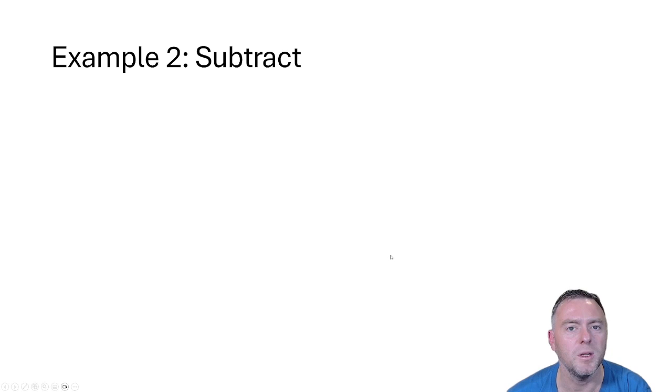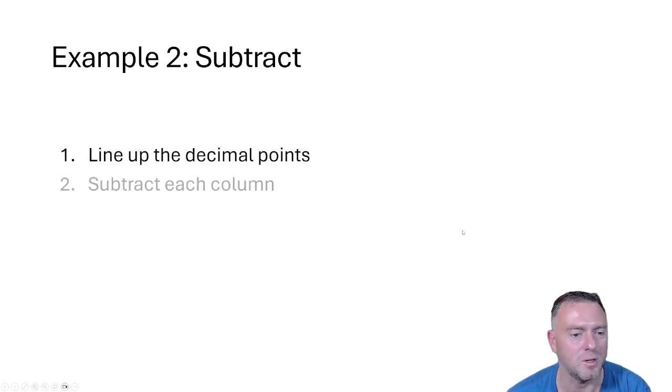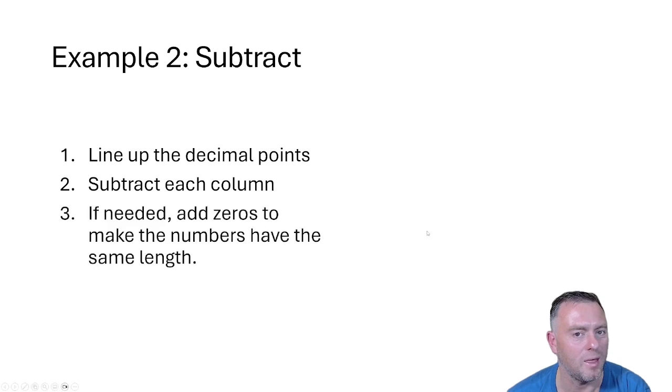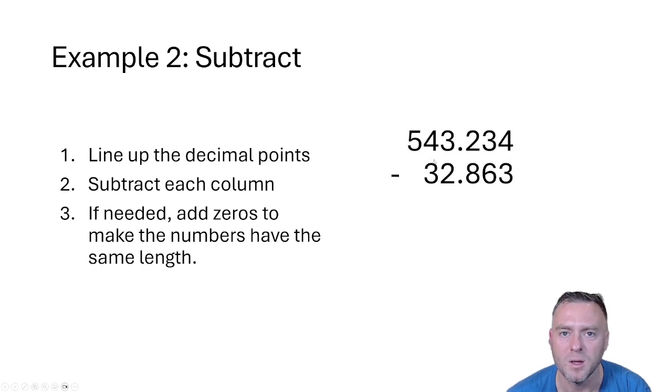Cool. So when you subtract, it's pretty much exactly the same. We just need to make sure we line up that decimal point and then subtract each column, using the borrowing method. So if we had this one, 543.234 subtracting 32.863, the decimal points are all lined up. So the thousandths, the hundredths, the tenths, the ones, the tens, and the hundreds columns are all good to go. And you basically go through.